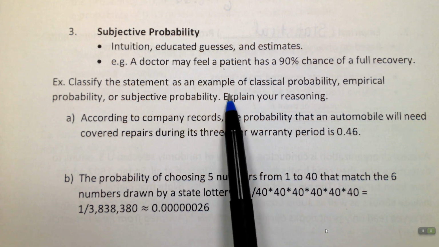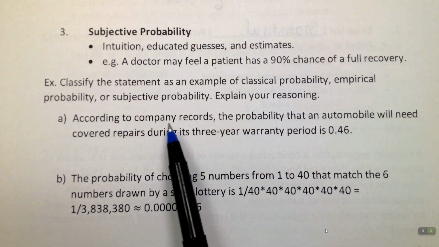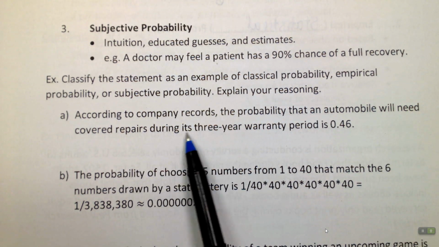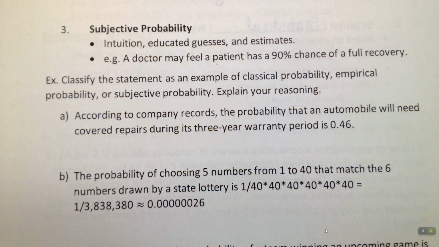Alright, so classify the statement as an example of classical probability, empirical probability, or subjective probability, and explain your reasoning. According to company records, the probability that an automobile will need covered repairs during its 3-year warranty period is 0.46. So we want to know, is this something that naturally happens, meaning it's going to happen every single time? That is theoretical, or that is classical probability. It's going to happen because that number cannot change.